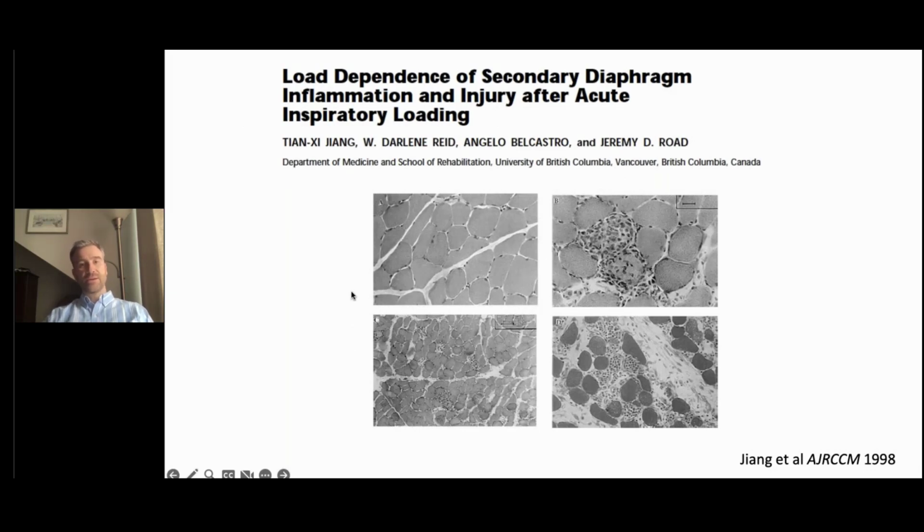It's also been demonstrated that acute loading of the diaphragm is associated with acute injury and inflammation of the muscle. Here you can see normal muscle architecture, and here you see, following application of acute inspiratory loading, this dense inflammatory infiltrate in the muscle. This is indicative of acute inflammation within the muscle as a consequence of inspiratory loading. And this acute inflammation will develop over a period of several hours following the cessation of excess loading.